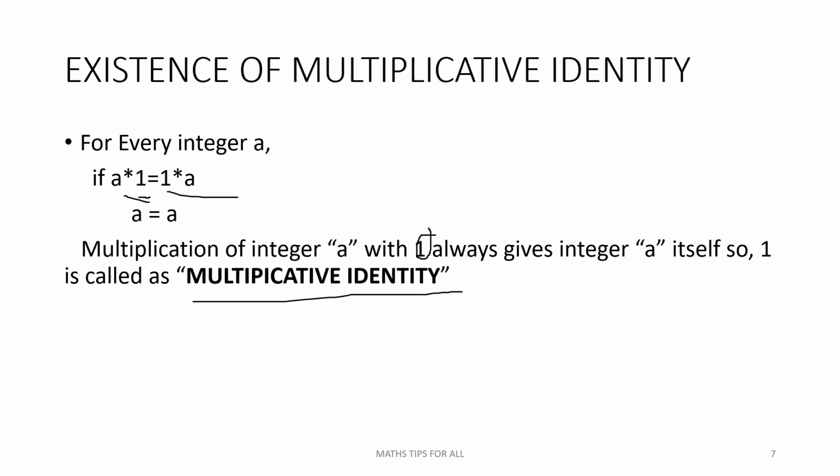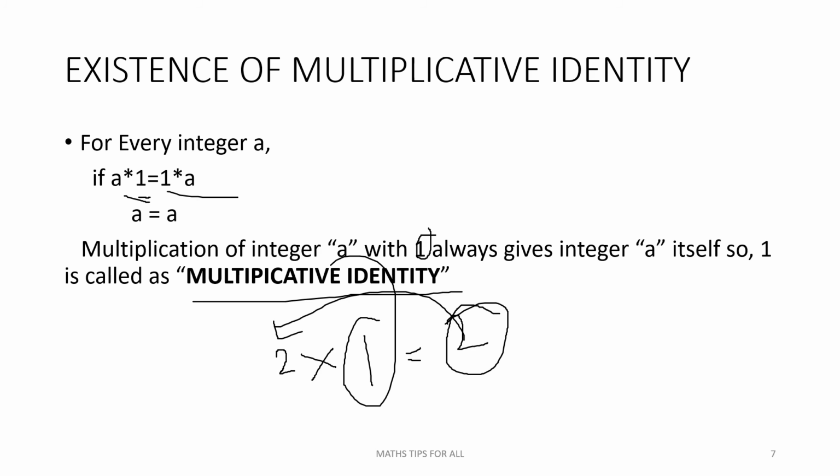For example, let's consider 2 as an integer. 2 is multiplied with 1. What will you get? You will get the same answer 2, right? So a is an integer, here 2, same as this one. So that's why this 1 is considered as a multiplicative identity.